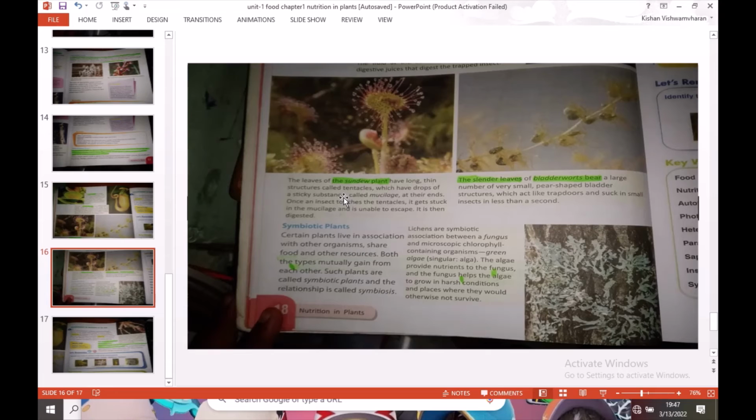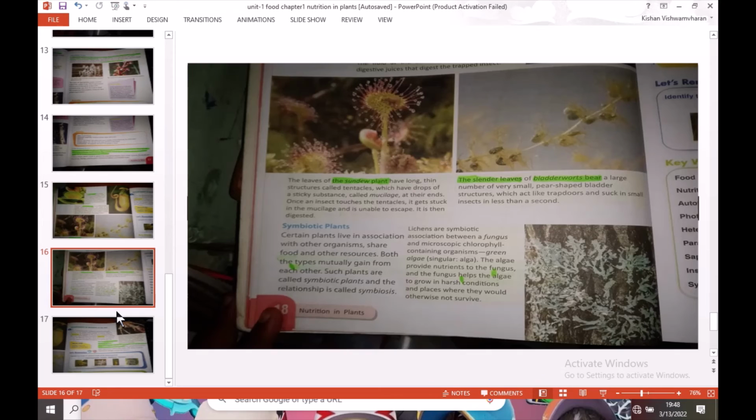And the slender leaves of the bladderwort plant have a large number of very small pear-shaped bladders, which act like trapdoors. So they suck in small insects in less than a second. It means in milliseconds they will suck the insect in very easily.